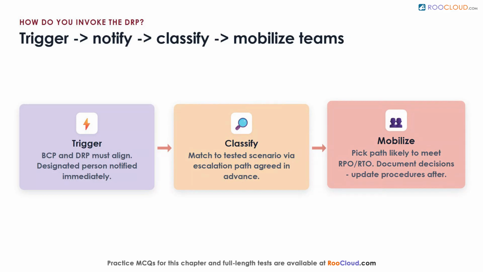There may be several ways to respond. Choose the path most likely to meet your recovery objectives. Follow the documented procedures, but expect gaps. Testing may not have covered everything. So teams evaluate options at each step and document every decision. Those notes update the procedures once normal service returns.